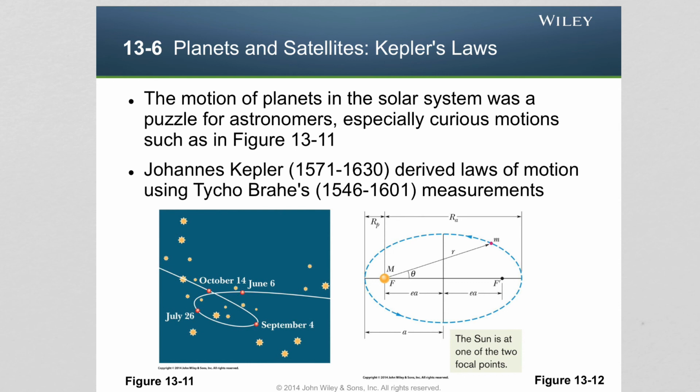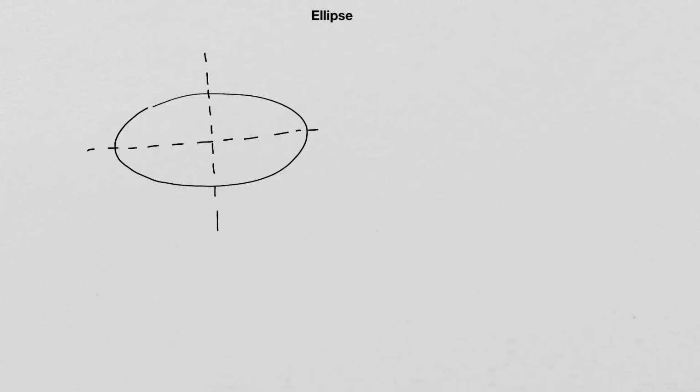So Kepler's laws were derived for planets orbiting around the Sun, but they apply equally for satellites orbiting planets, more specifically, satellites orbiting the Earth. Before I discuss Kepler's laws, let's refresh our knowledge about the geometry of an ellipse.